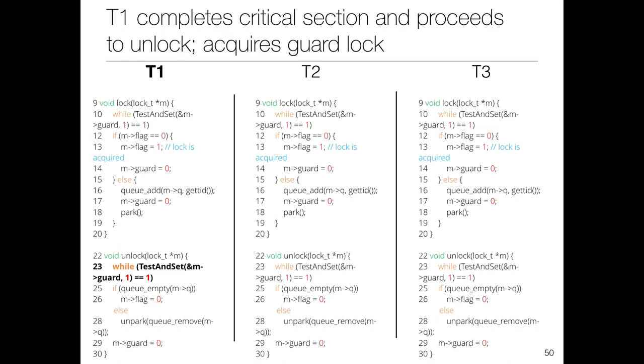So before unlocking, before accessing the flag, what will it do? What will it check for? The guard variable, right? You could have seen from the other one also. So it checks for the guard variable each time it tries to access or modify the flag, or each time it tries to change anything with the queue. It tries to access the guard variable, and it's able to set it because no other thread is currently holding the guard.